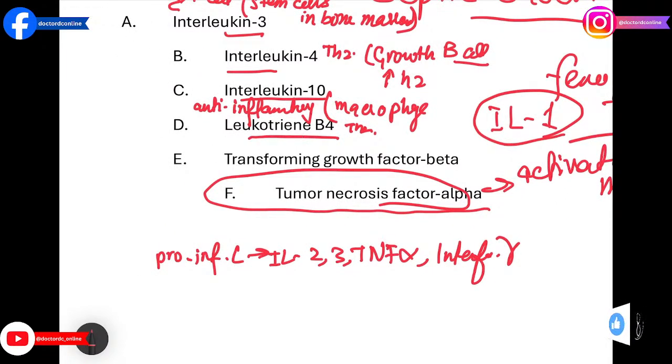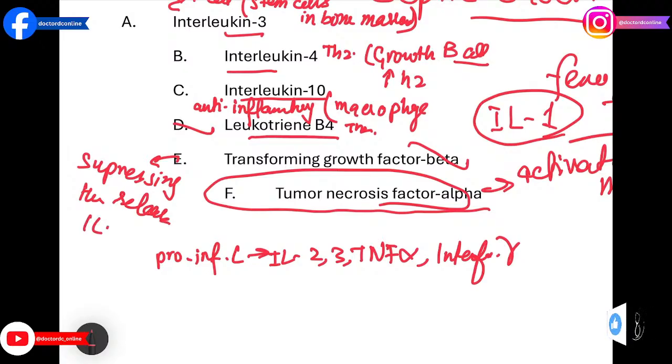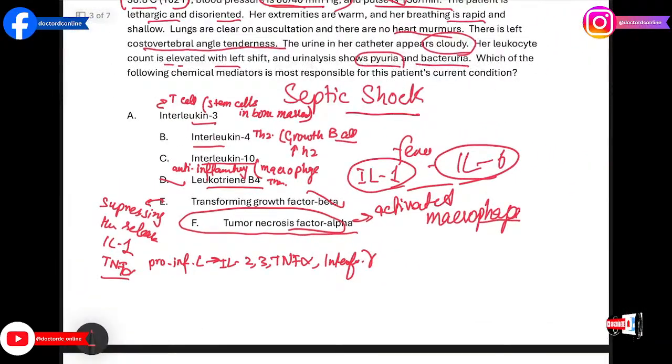Next, I have leukotriene B4. It is most responsible for the chemotaxis of neutrophils and other leukocytes, and it is a metabolite of arachidonic acid. And if we talk about transforming growth factor beta, it is released by macrophages and has an anti-inflammatory role in sepsis, including suppressing the release of interleukin 1 and tumor necrosis factor alpha and inhibiting lymphocyte proliferation. That is all about septic shock.